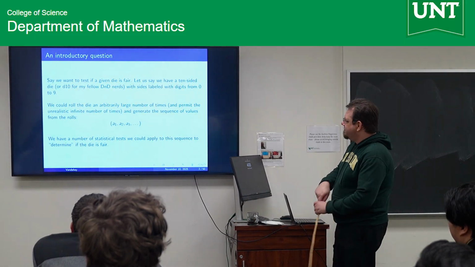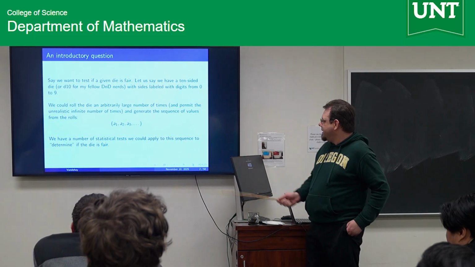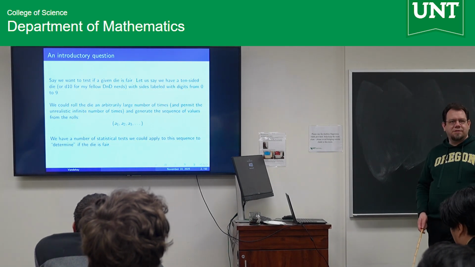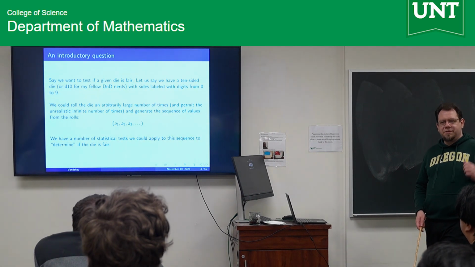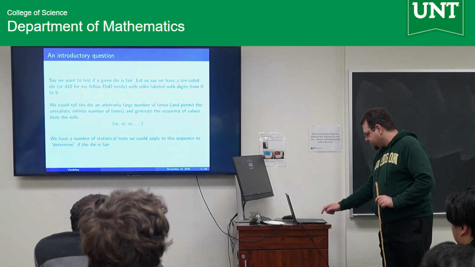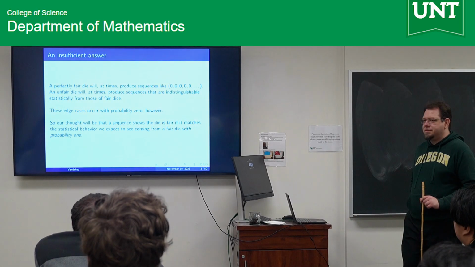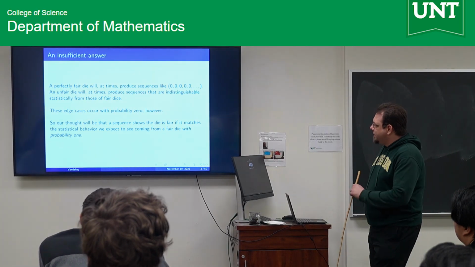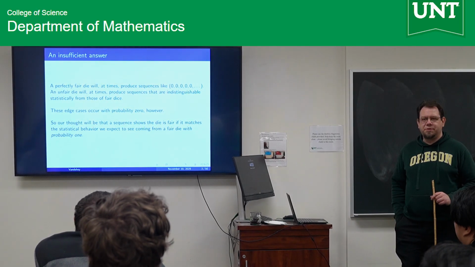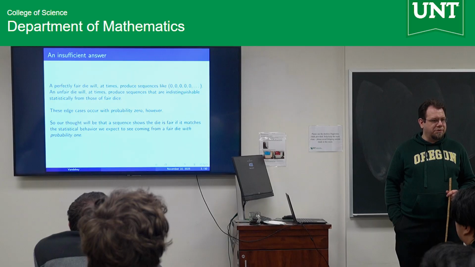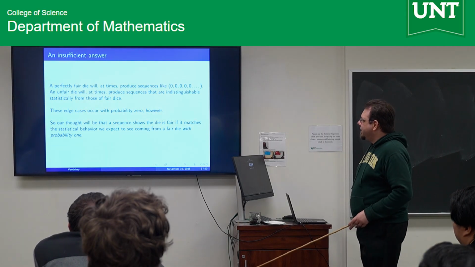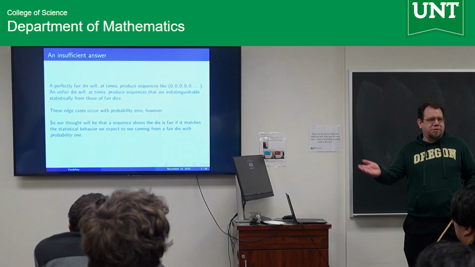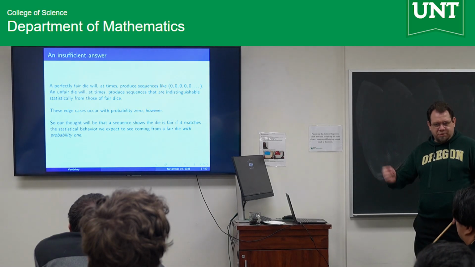And this will generate some sequence of values, A1, A2, A3, and so forth. And then we want to use a statistical test to apply to this sequence to determine if the die is actually fair or not. Now, of course, this is not going to actually work, because even a perfectly fair die could at times produce a sequence that's just nothing but zeros. And also, if I have an unfair die, then it could sometimes produce a sequence that's statistically indistinguishable from that of a fair die.